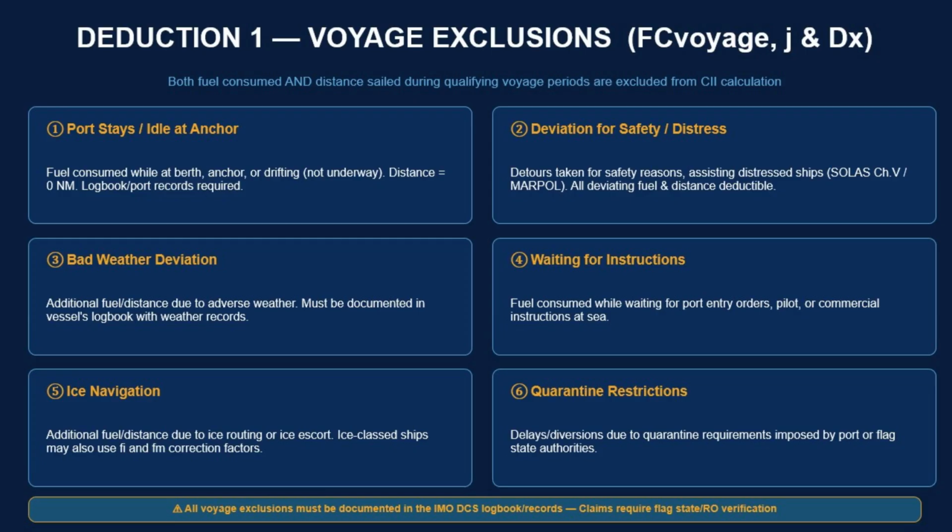Certain fuel consumption and distances can be excluded from CII calculations. These include fuel consumed while at berth, anchor, or drifting, deviation for safety reasons or rescue operations, additional distance and fuel due to bad weather, waiting for instructions or pilot, ice navigation, and quarantine restrictions. For these exclusions, both fuel consumption and distance are deducted. However, all claims must be supported by logbooks, weather records, port records, and DCS documentation and are subject to verification by the administration or recognized organization.